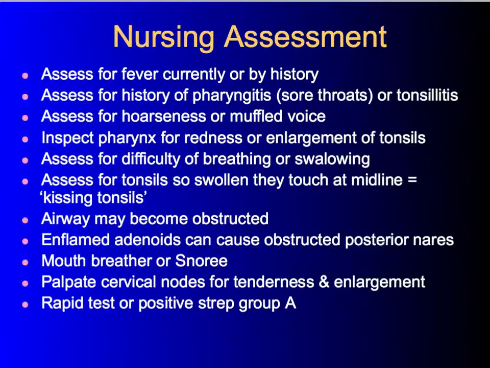So, nursing assessment: you want to assess for fever currently or by history, whether there's a history of pharyngitis, which is sore throats, or tonsillitis, and whether there's hoarseness or a muffled voice. You want to inspect the pharynx for redness or enlargement of tonsils and assess for difficulty of breathing or swallowing. Look at the tonsils, and if they're so swollen that they touch at the midline, those are known as kissing tonsils. The airway may become obstructed, and inflamed adenoids can cause obstructed posterior nares.